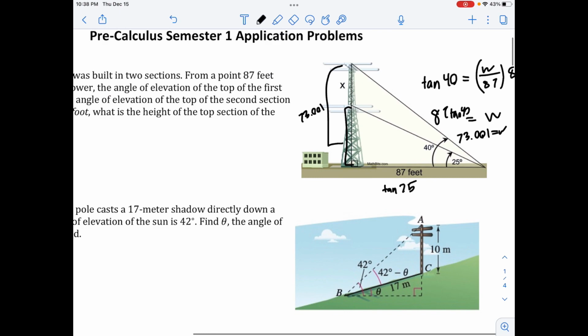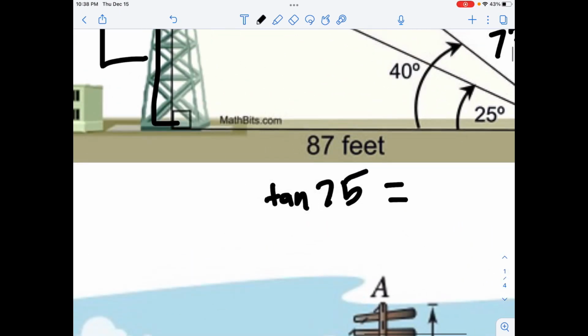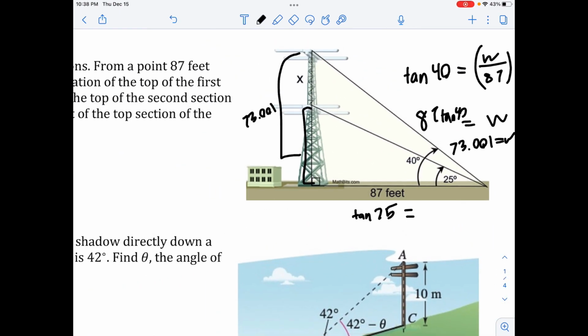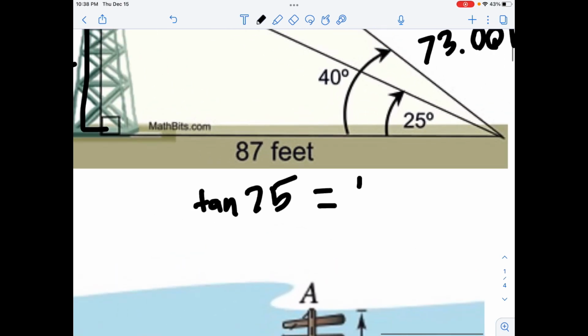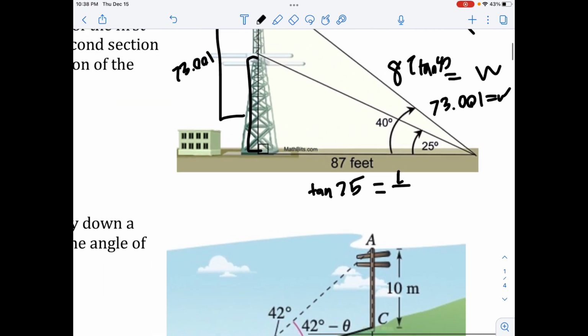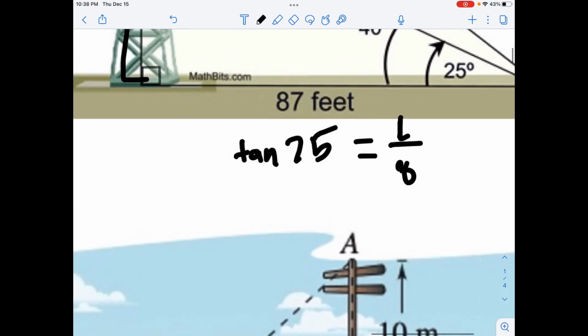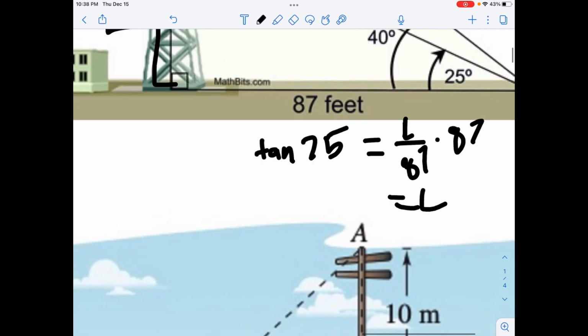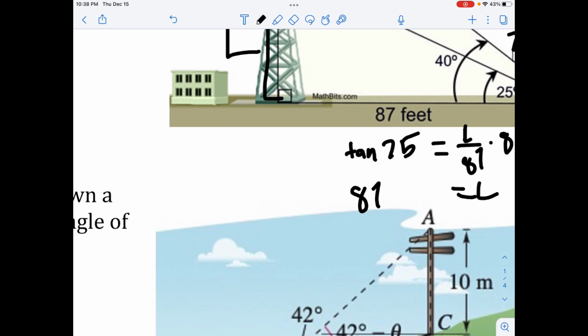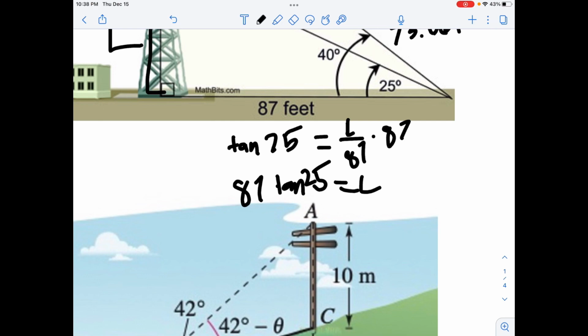Tan 25 equals, we could just call it a random thing, we'll just call it L, over 87. And we're going to do the same thing. We're going to times this by 87. It's going to be just L, and 87 tan 25. I'll do the calculator. It's going to be 40.569.